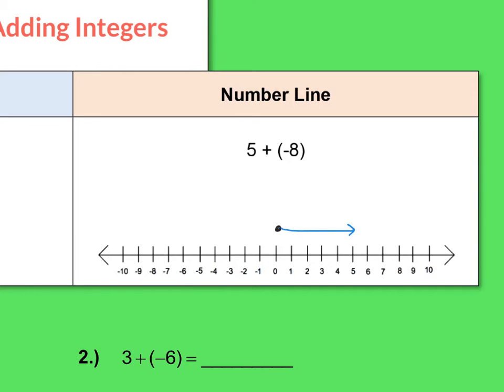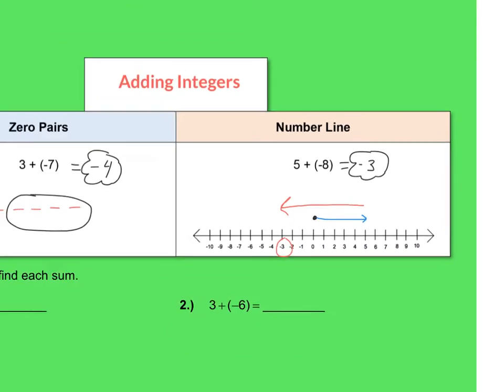I'm going to go over 8 spaces. So I'm going to go over 1, 2, 3, 4, 5, 6, 7, 8, and I'm going to end up at negative 3. So I'm going to draw this picture. And I ended up at negative 3. Well, 5 plus negative 8 is negative 3. One way to think about adding integers is like on a number line where you go one direction, then you come back the other way, depending on what the sign of the numbers are.